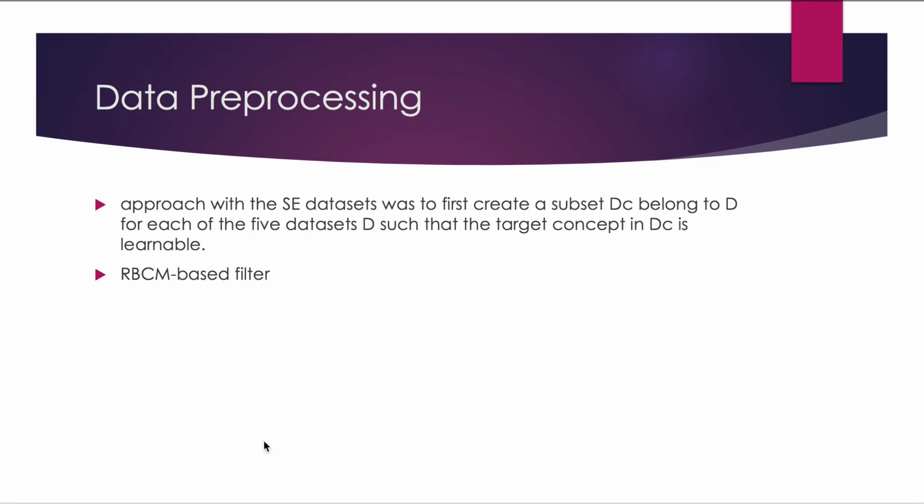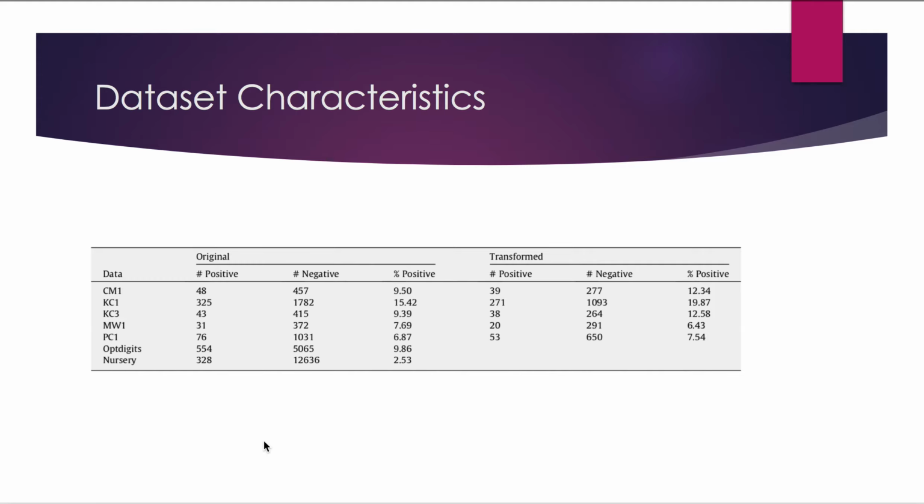So we can see in the next slide, I provide a table with the dataset characteristics. It shows the characteristics of the original dataset in columns 2, 3, and 4. And I also show the transformed data, like the number of positive, the number of negative, and the percentage of positive, in columns 5, 6, and 7.